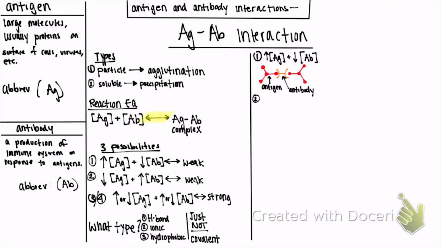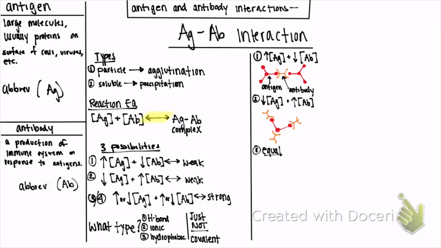The second possibility is where you have a low antigen concentration with a high antibody concentration. So in this case, let's say there's 3 antigens, and there are more antibodies to the antigens. So all of the antigens are filled up. This results also in a weak interaction.